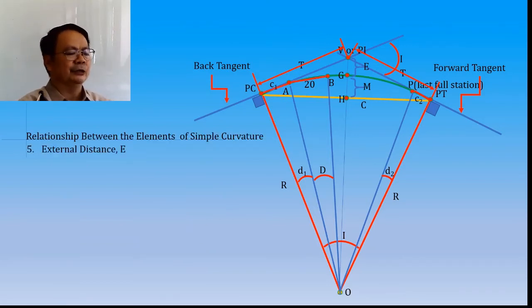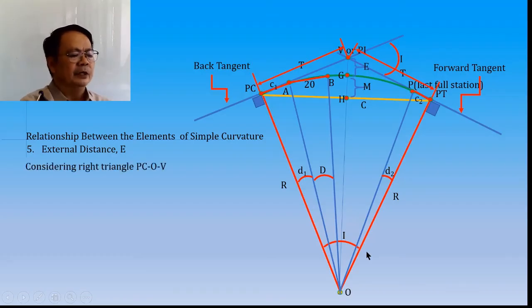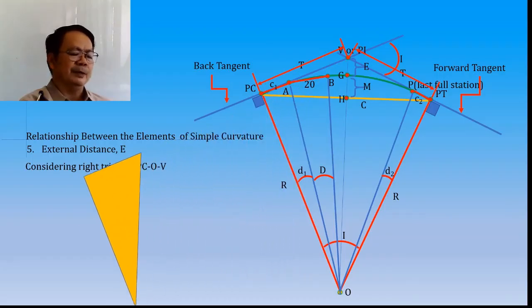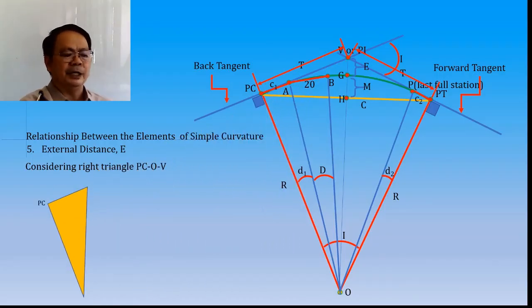Next, puntahan natin itong external distance, E. Asan siya? Ito yung nagbibilik na yung sa taas. E. Yun. Medyo marami-rami na itong nakikita dito. Medyo simplify natin ulit yan. Pakita natin. Consider natin yung triangle PC, O and V. Balikan natin yung kanina nating ginawa. At this time, ilabas ulit natin. So, lagyan natin ng element yan. Ito yung PC, ito yung O, ito yung V. Ito yung R, and this is the I over 2.